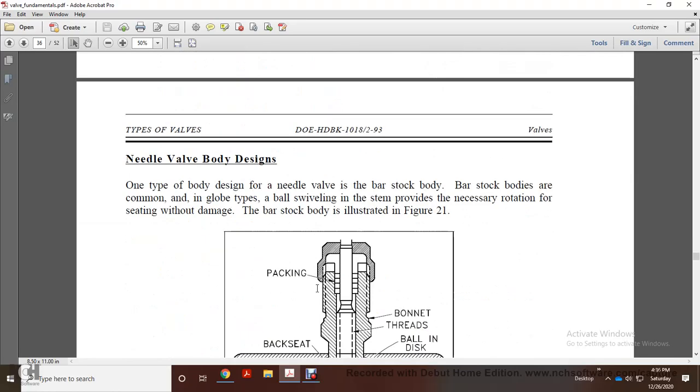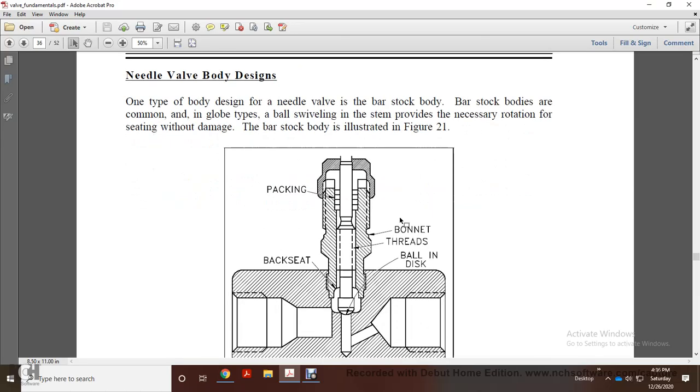Alright, needle valve body design. One type of body design for the needle valve is the bar stock body. With the bar stock body, a bar is common in the globe type. A ball swiveling in the stem provides the necessary rotation for the seat, seating without damage. The bar stock body is illustrated in figure 21.